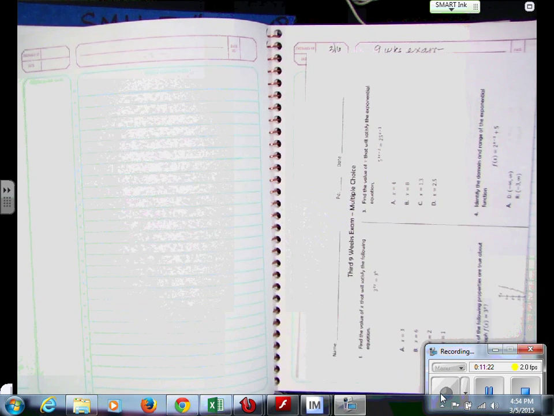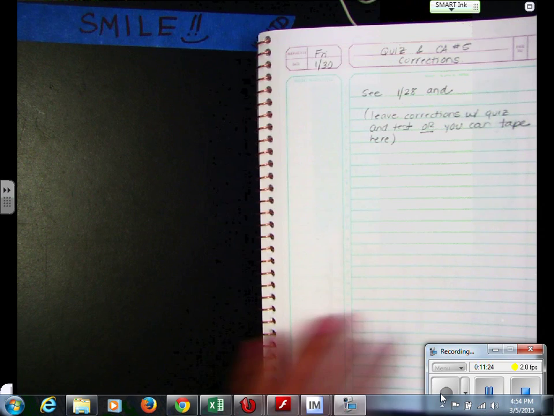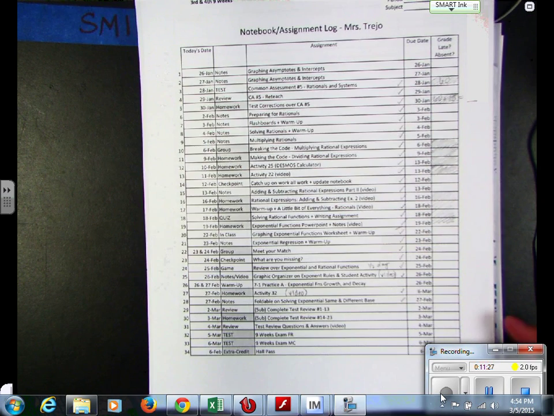I hope this helped organize your notebook. The thing that will help you out the most is the assignment log, which I will give to you tomorrow.